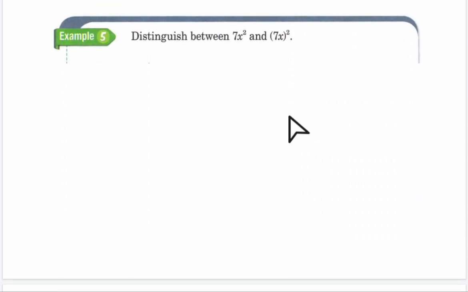Let's do one more. Let's distinguish between 7x squared and the quantity of 7x, all in parentheses, squared. Go ahead and pause the video and try it on your own first. What's the difference between these two? Okay, so I have 7x squared. That looks good on its own, so I can keep it as it is. But let me try and simplify this right here, 7x as a quantity squared.